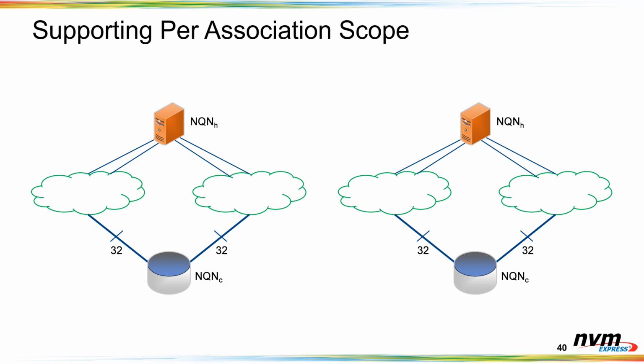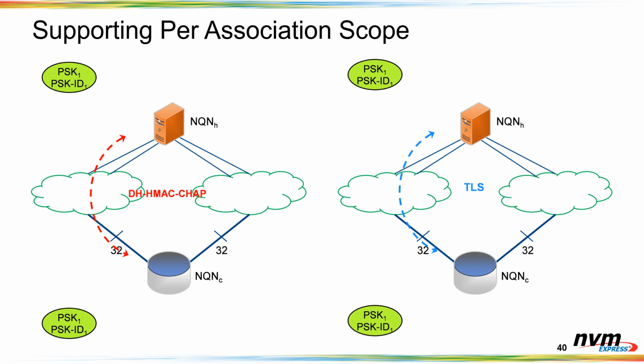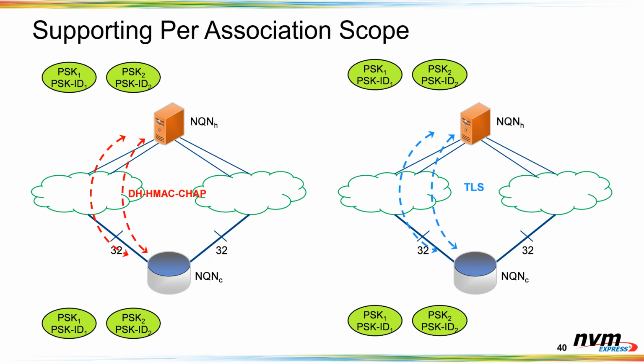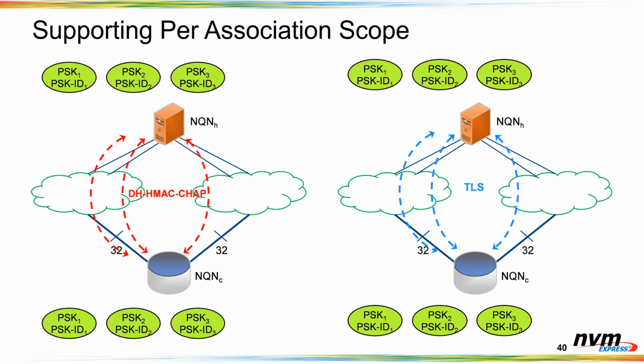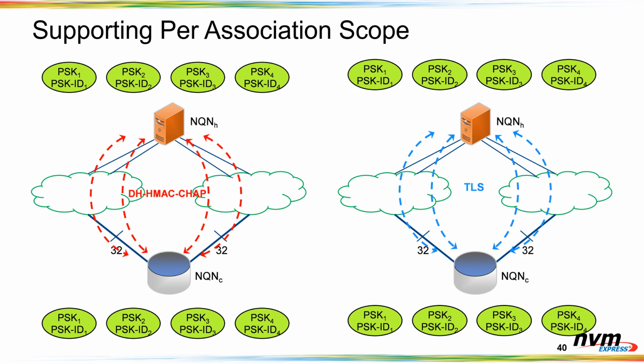If instead I want to do one PSK per association, totally fine. I define my first association, do the DH-HMAC-CHAP transaction, and get a first pair, PSK1, PSK ID1. And I use that to set up the TLS channels on that association. I establish another association and define a new PSK and PSK ID pair, and I use that one for the TLS session on that second association. Same on a subsequent association: define a third PSK identity and PSK, and I use that one for a third association on TLS, as many times as I want.